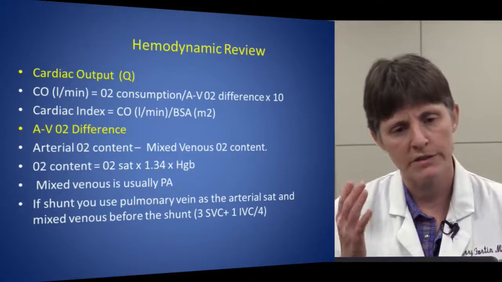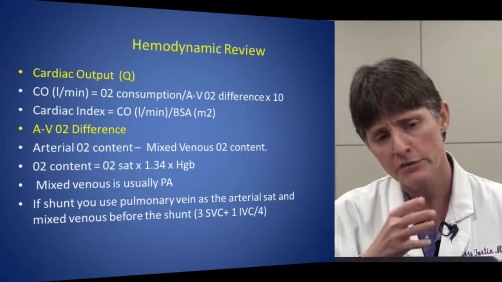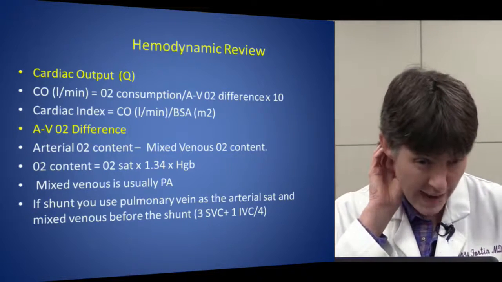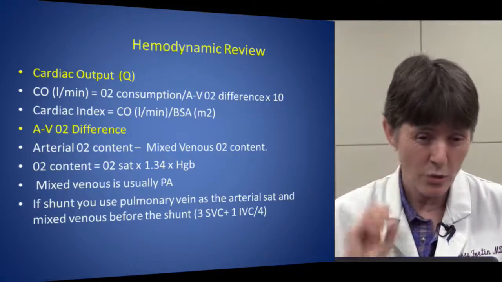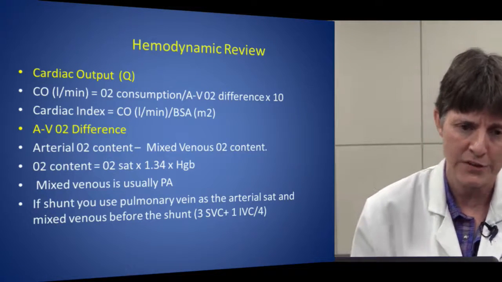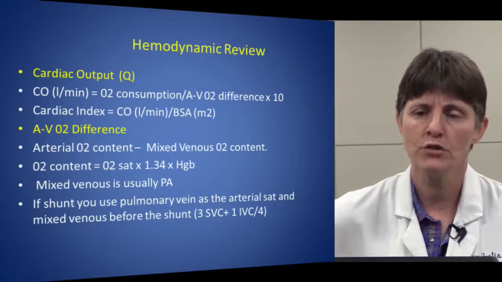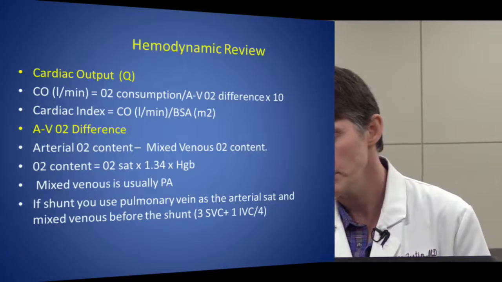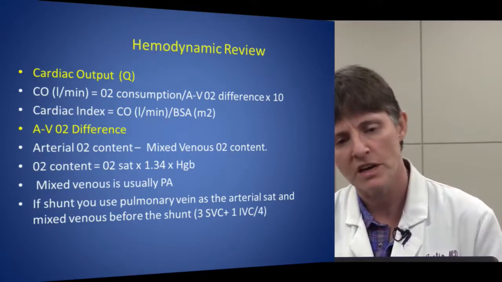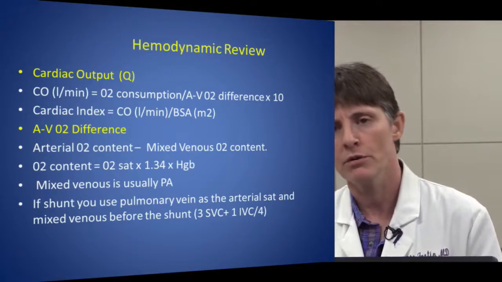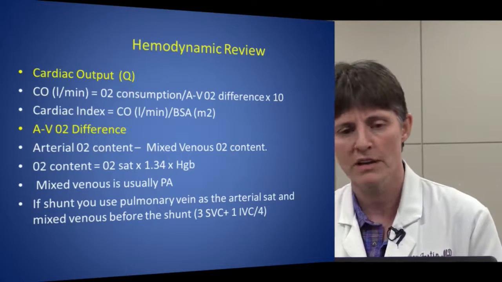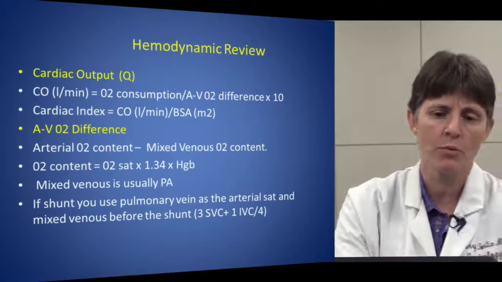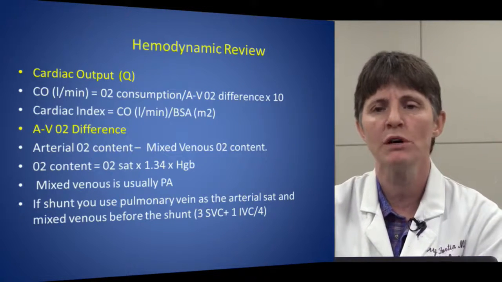AVO2 difference, so again, the difference in our sats between our arterial sat and our mixed venous sat, that difference, we look at arterial contents. So content of blood is not just the saturation itself, but it has to take into account other things. So our oxygen saturation in our arterial system is going to, say, be 95. So we'd say it's 0.95. In our venous system, it's maybe 75% or 0.75. We're going to multiply that by a constant, 1.34, and by the patient's hemoglobin.